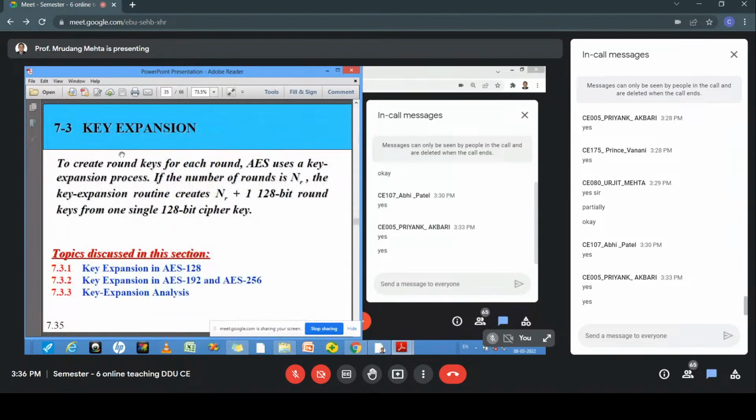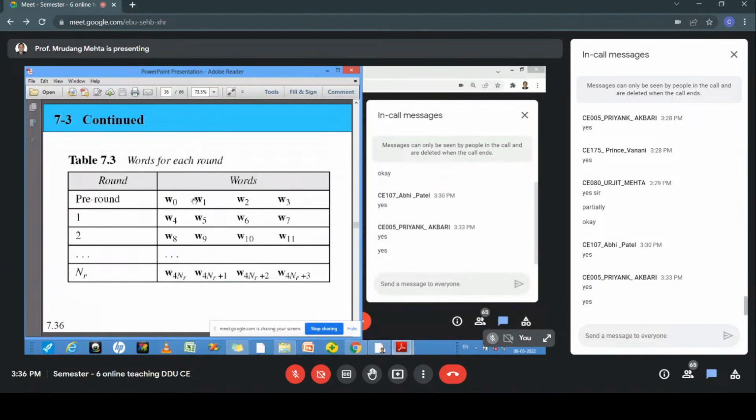As I said, to create the round keys for each round, AES uses this key expansion process. Now, if the number of rounds is NR, the key expansion routine creates NR plus 1 128-bit round keys from one single 128-bit cipher key. So the size of the cipher key is 128 bits.